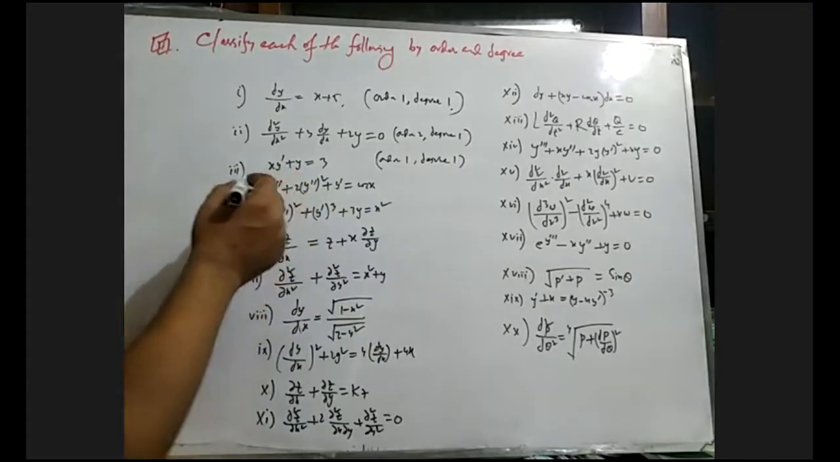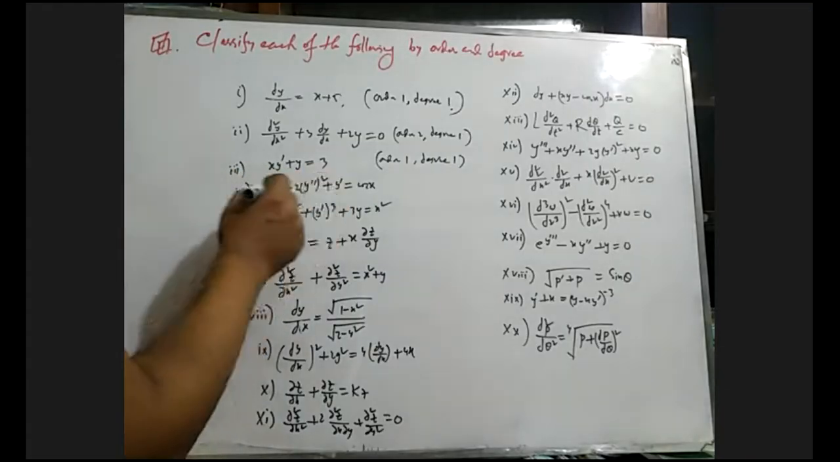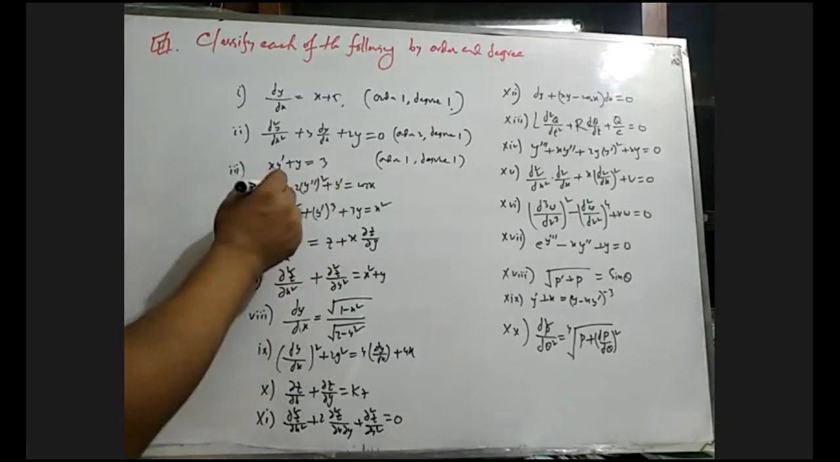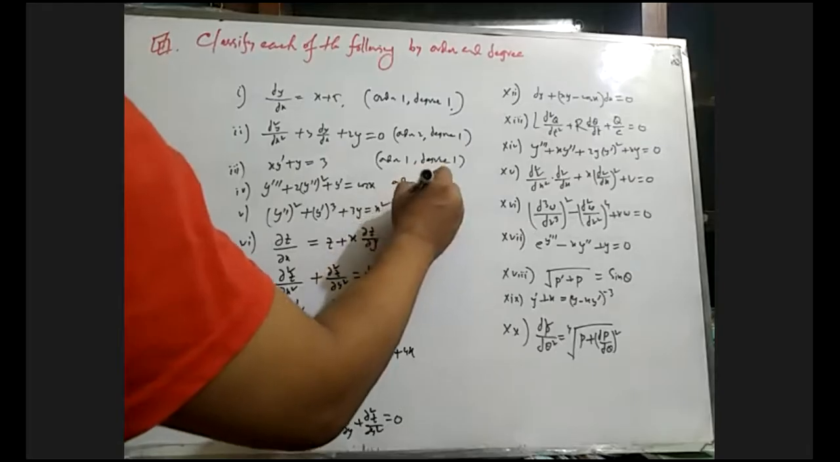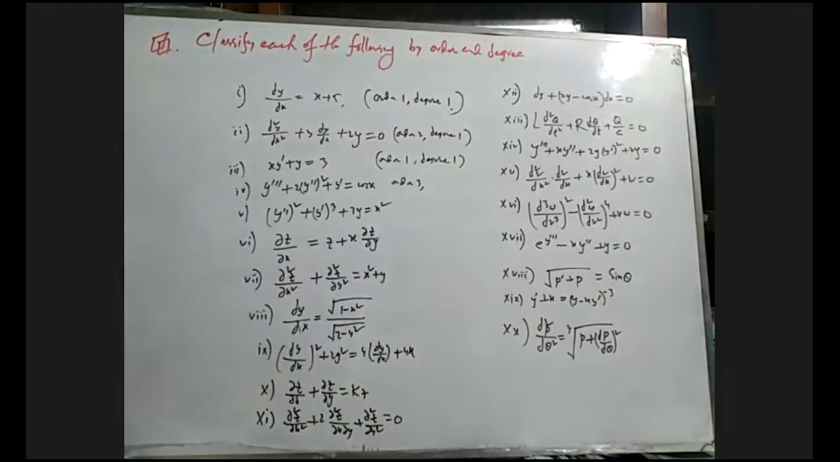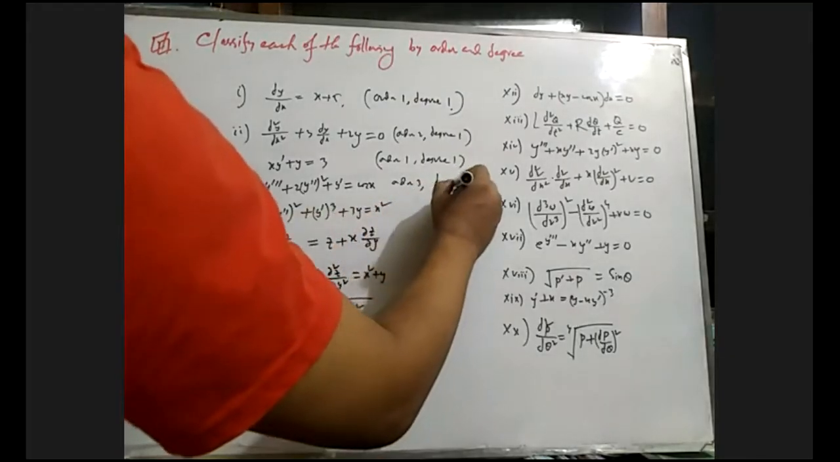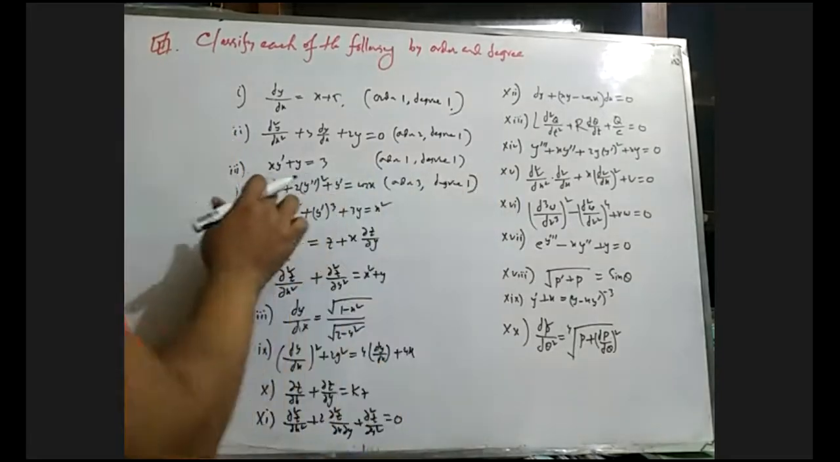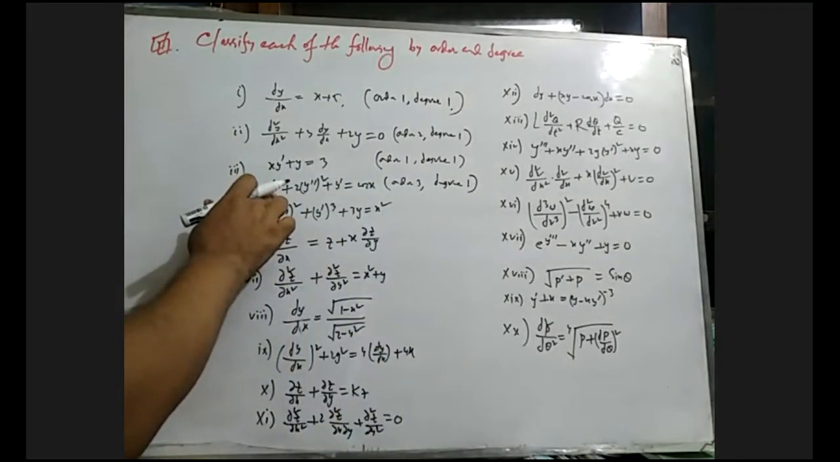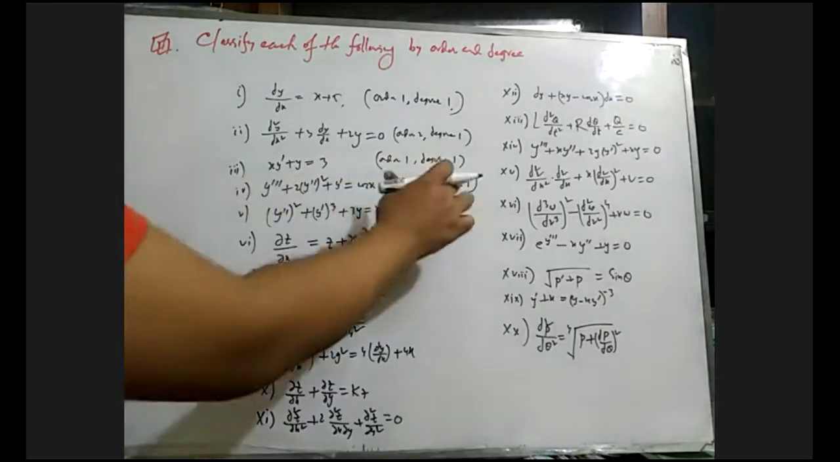Similarly, for the fourth one, the highest derivative is 3. So order will be 3, and degree will be 1, because the highest power of the highest derivative is 1. This is why degree will be 1.